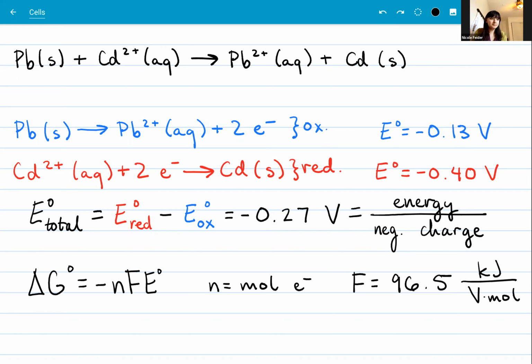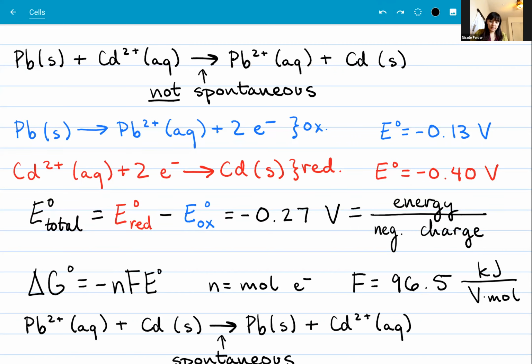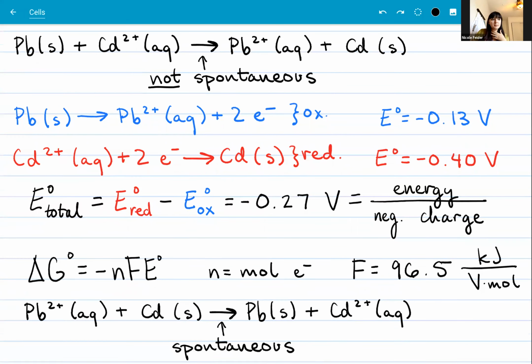volt mole. A reaction will proceed spontaneously without the need for energetic input if delta G is negative. If delta G is positive, the reverse reaction occurs spontaneously. So for this example here, the forward reaction isn't spontaneous, but the reverse reaction is. For this next part, I'm going to want to focus on the spontaneous reaction only.